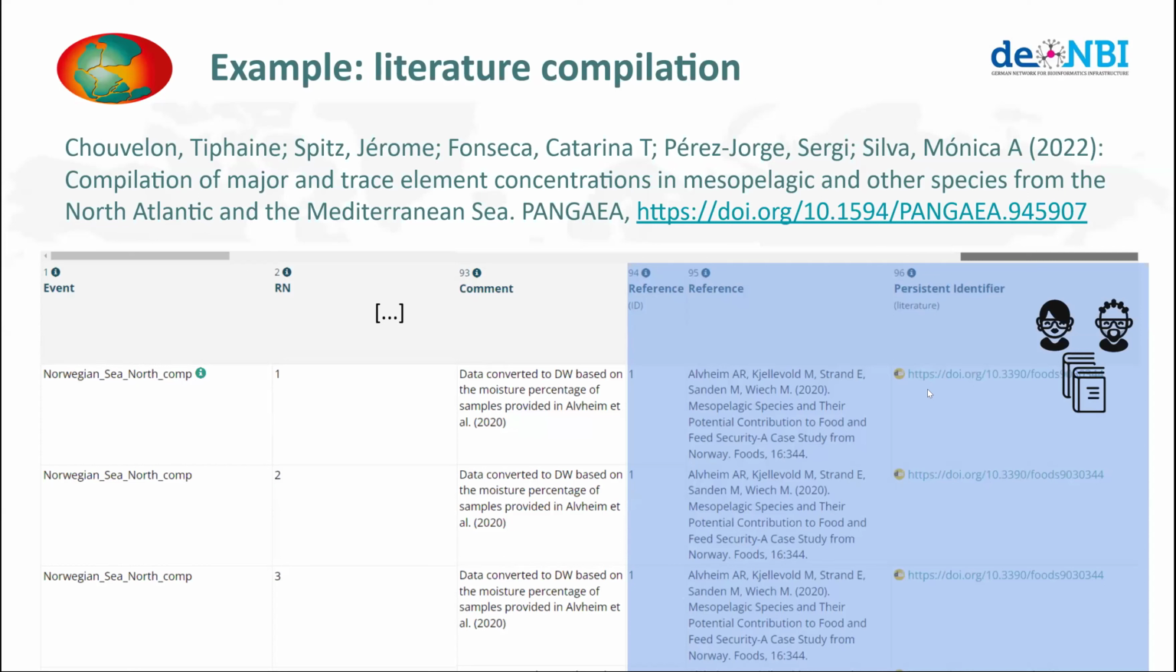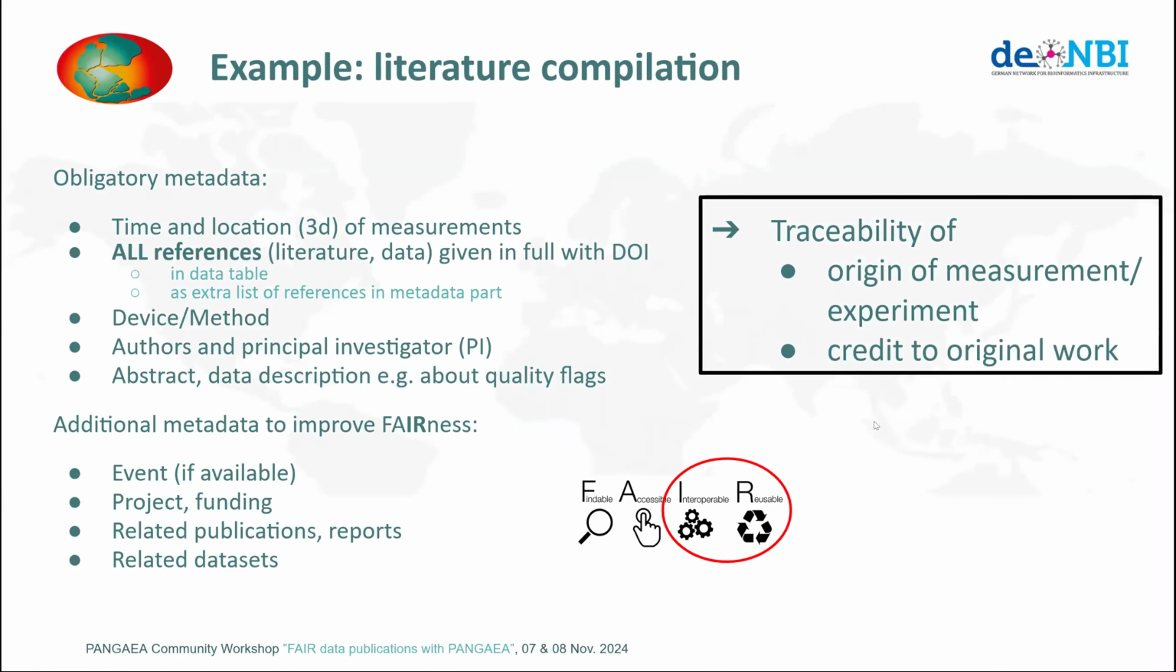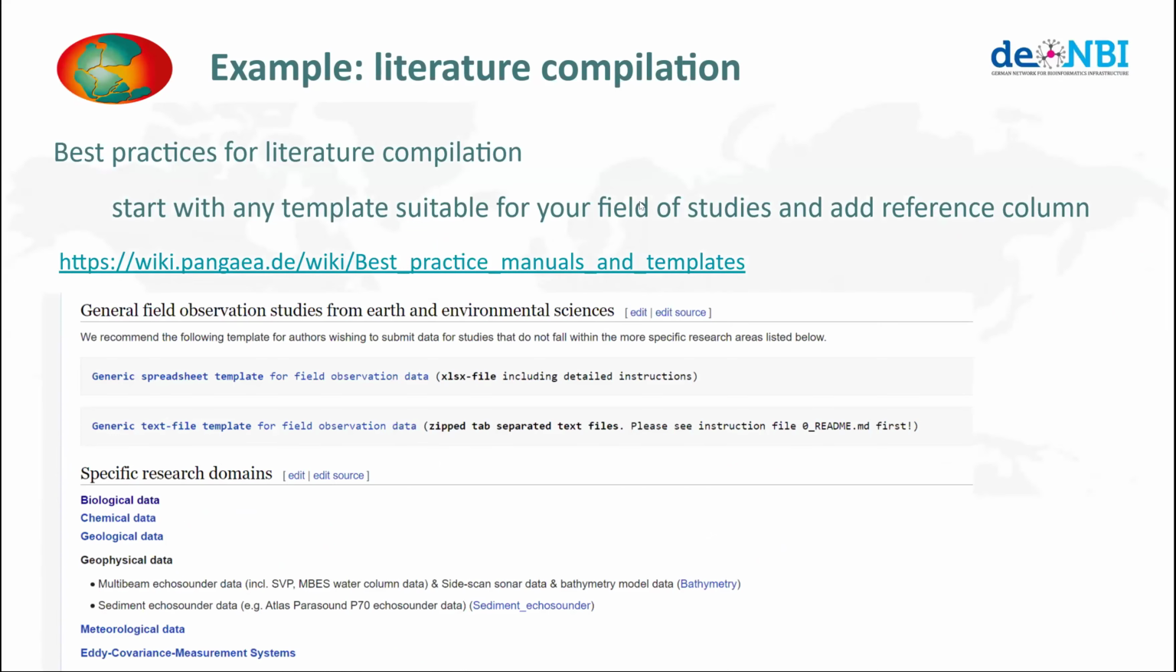These should, whenever available, be equipped with the DOI of the original work. And in the end all of these references can be listed in the metadata header of the data set. Obviously this is important to acknowledge the origin of the measurement or experiment and credit the original work, because the new data set is based on some previously published data. So, of course, it's good scientific practice to reference these original data. To submit data like this, you can just use any of the templates we provide at the wiki page and add the relevant columns with the source of the original data.